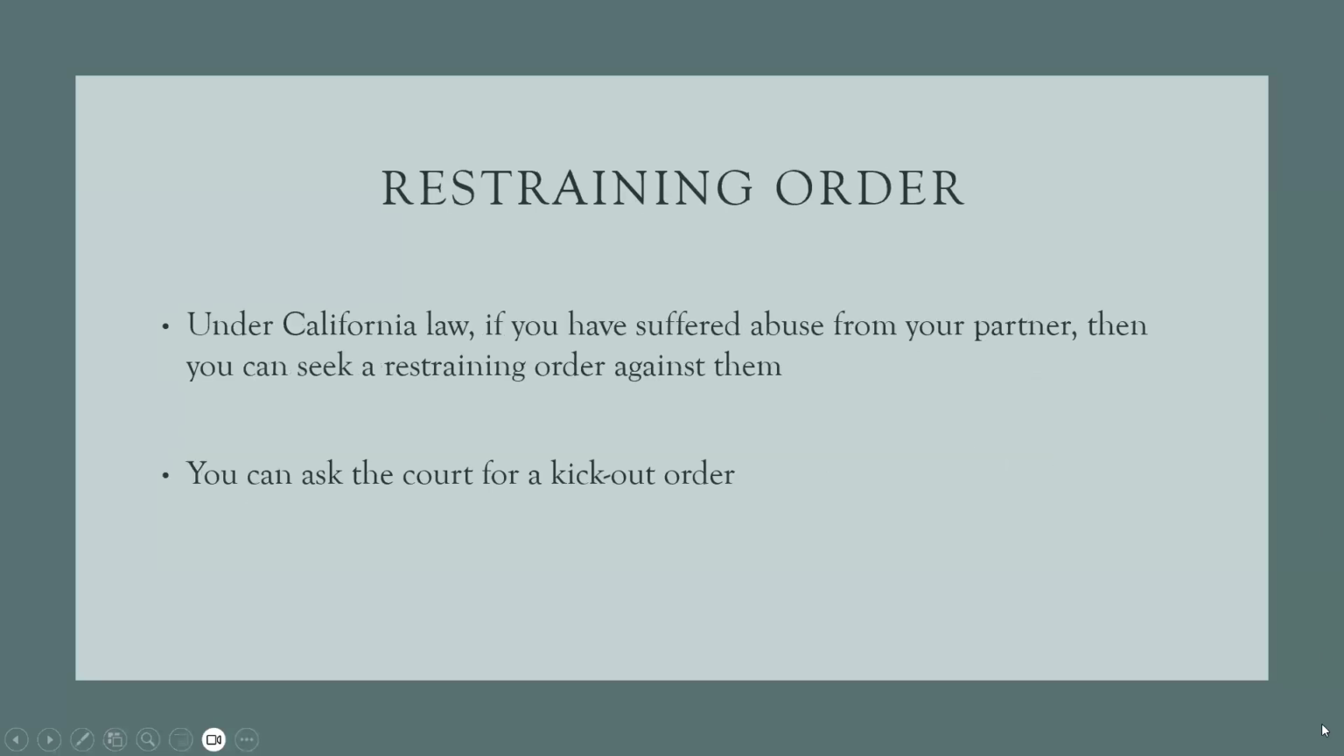So first of all, a restraining order. Obviously, under California law, if you've suffered abuse from your partner, then you can seek a restraining order against them. As part of the restraining order, you can ask the court for a kick-out order, which is an order basically saying, that person's not only restrained from contacting you or getting close to you, but they're also kicked out of the shared residence.